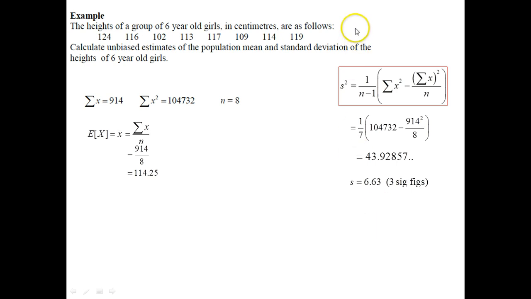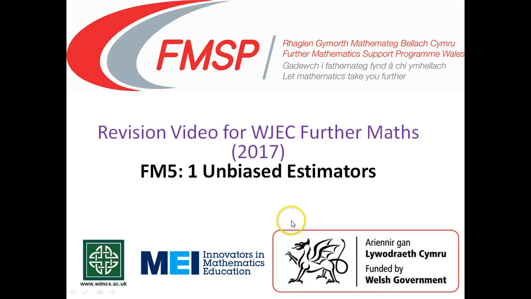Now this is only a small example, as this system is going to be used later on in other examples of FM5. And that's the end of the revision video for unbiased estimators.